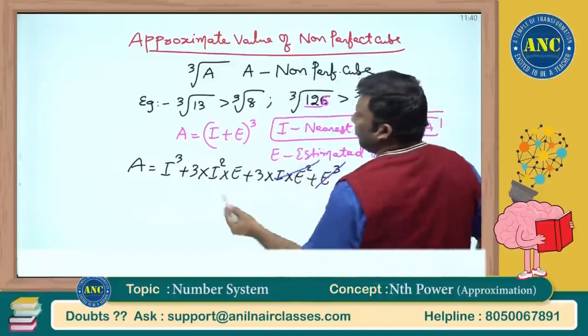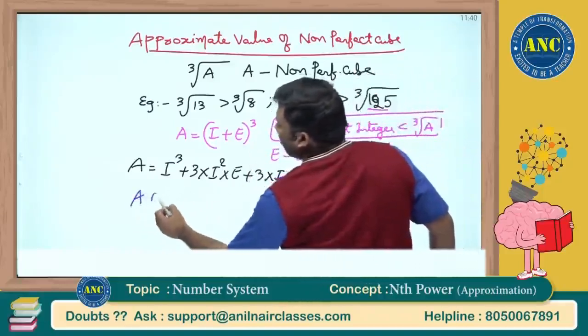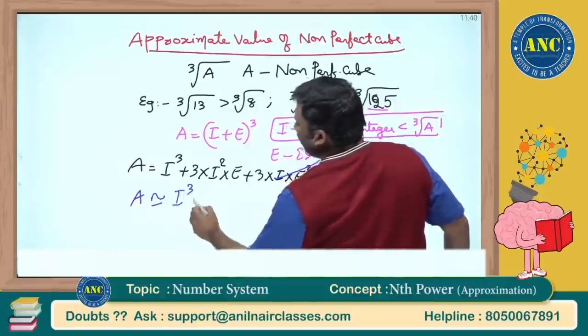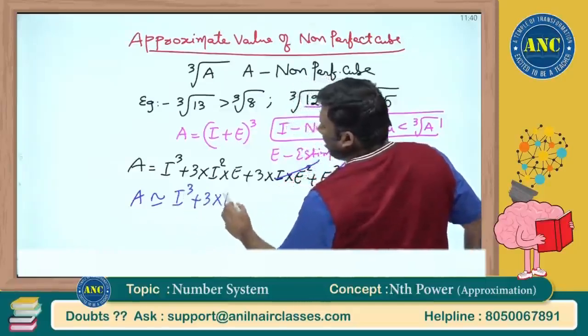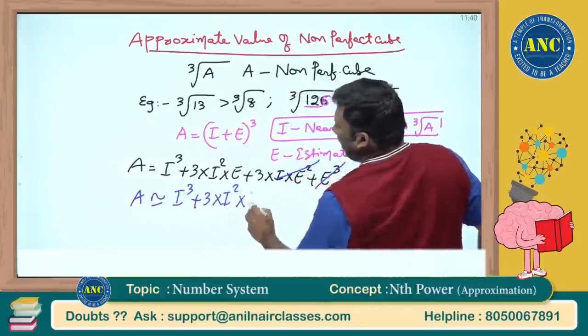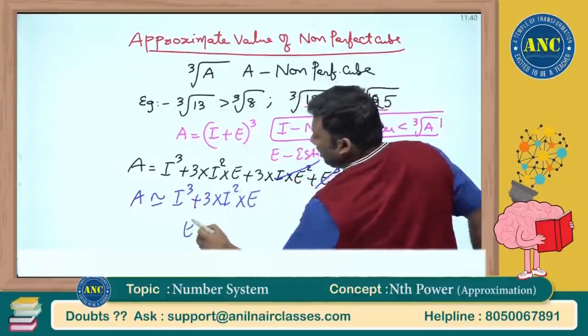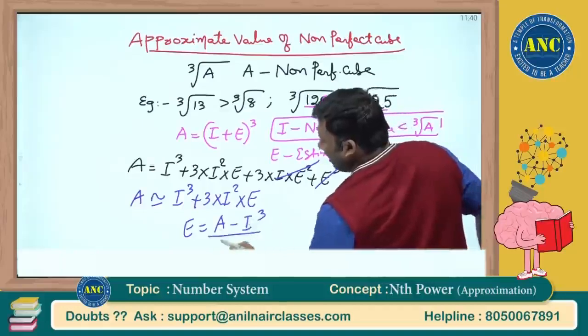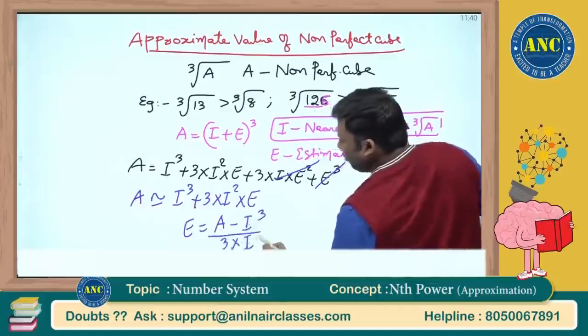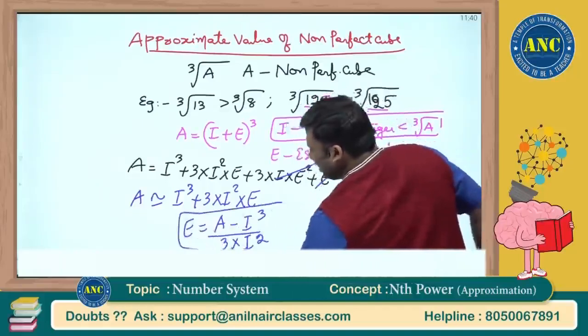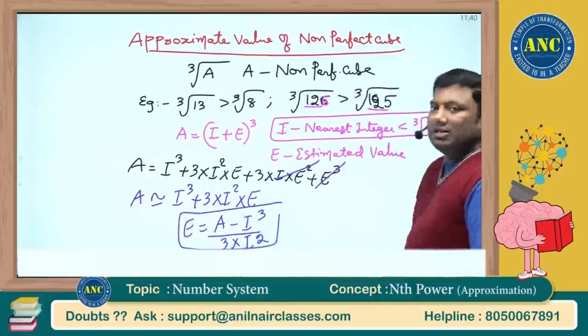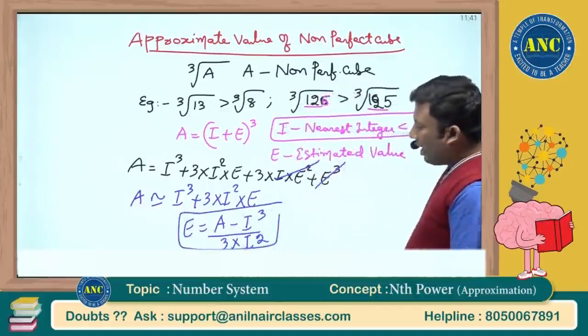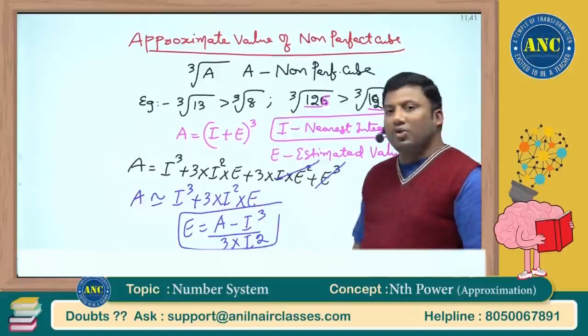These are all very small values. So I can approximate by taking the first two values: I cube plus 3I square into E. So E is nothing but A minus I cube divided by 3 into I square. I hope the concept is clear.